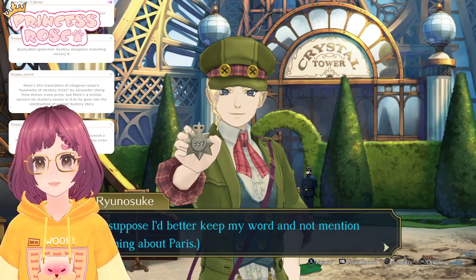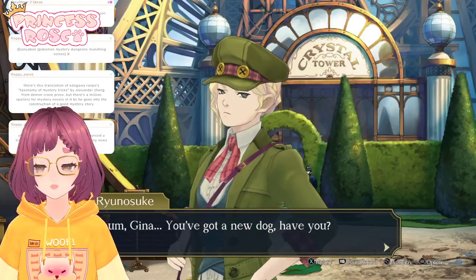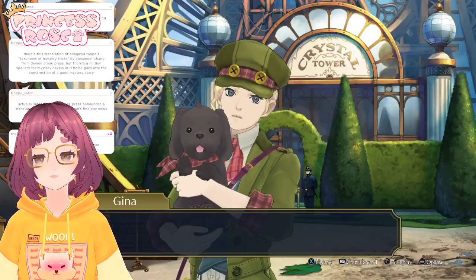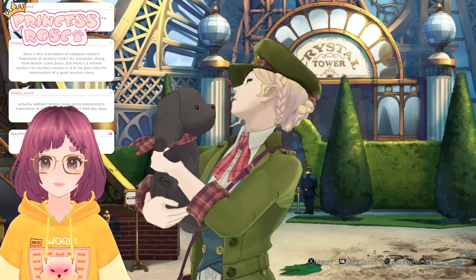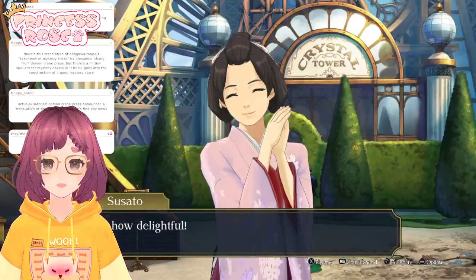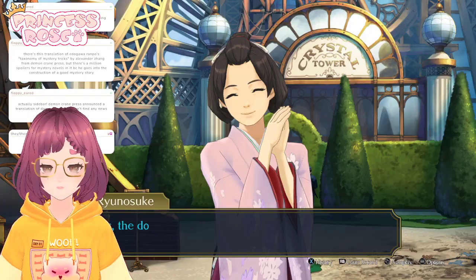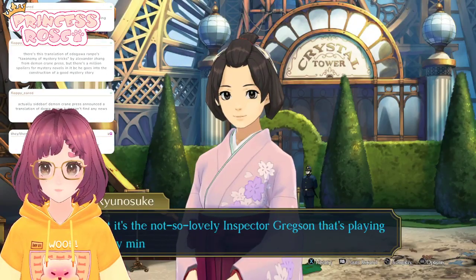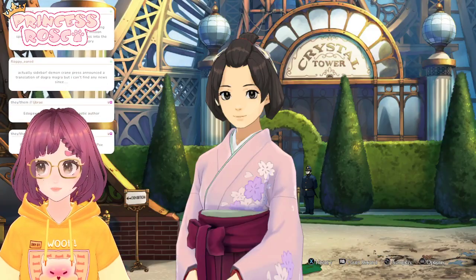I suppose I'd better keep my word and not mention anything about Paris. So, Gina, you've got a new dog, have you? Cutie! Isn't he great? Toby's his name. Oh, how delightful. He's absolutely adorable. Yes, the dog does seem lovely. But it's the not-so-lovely Inspector Gregson that's playing on my mind, to be honest.